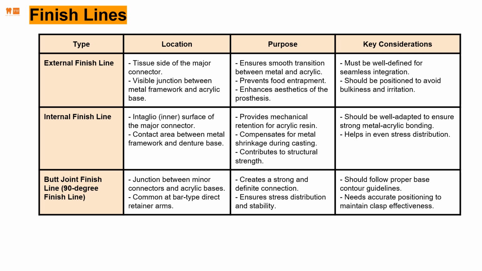Okay, so then the type of finish lines, this is just a short note for our references: external, internal. External is the tissue side of the major connector. On the tissue side, intaglio surface. It's the visible junction between metal and acrylic base. If you turn it upside down, you can tell where metal ends and acrylic begins.